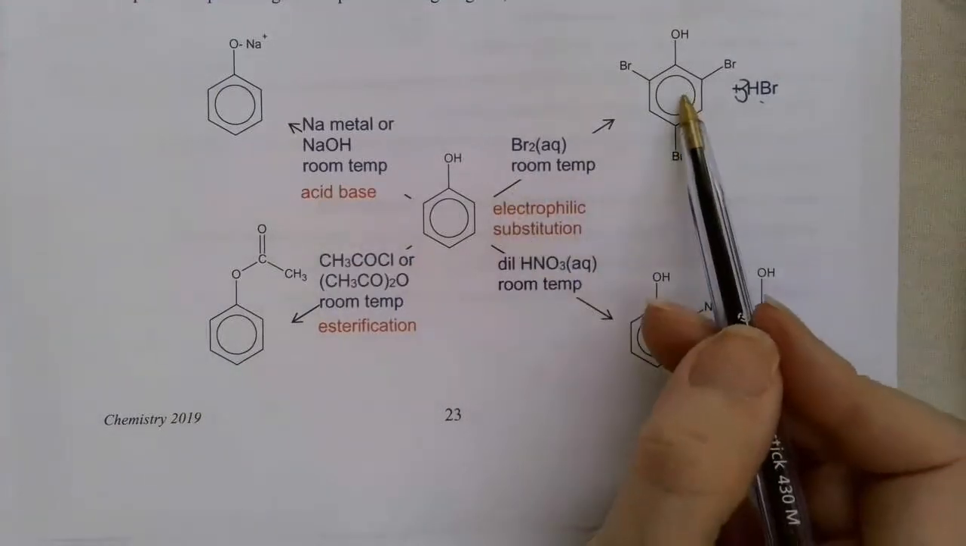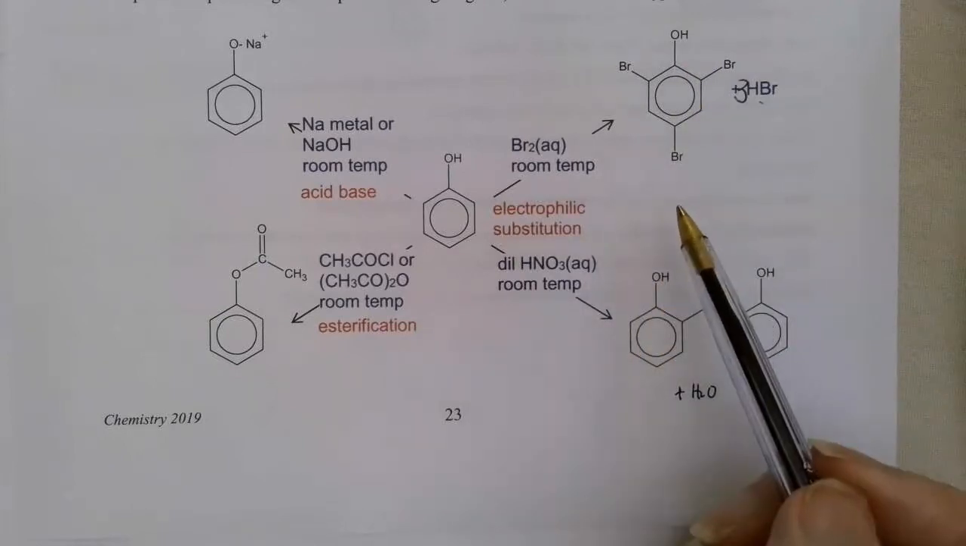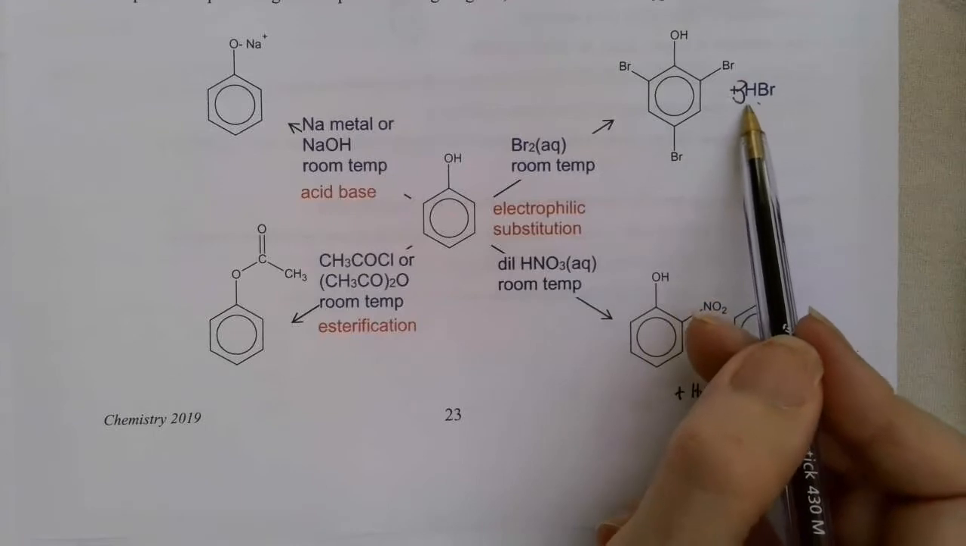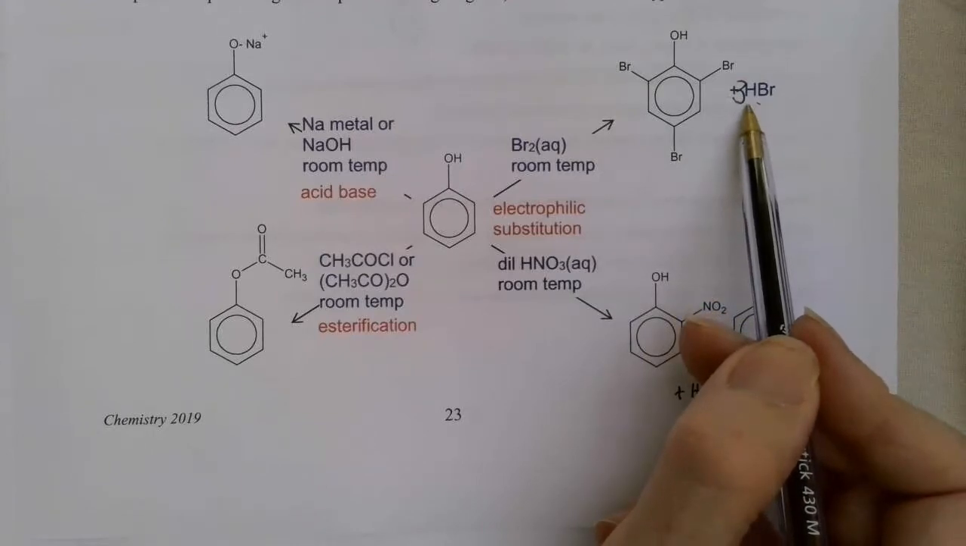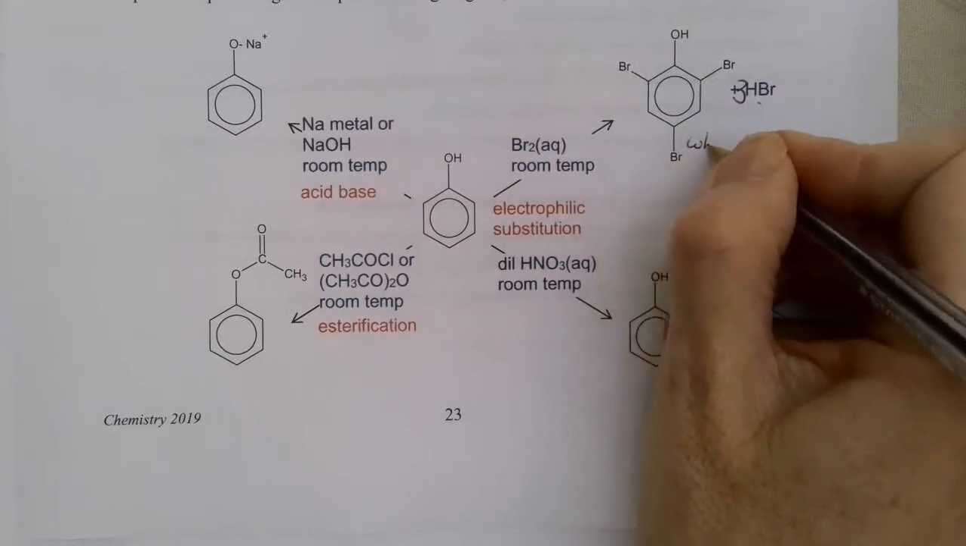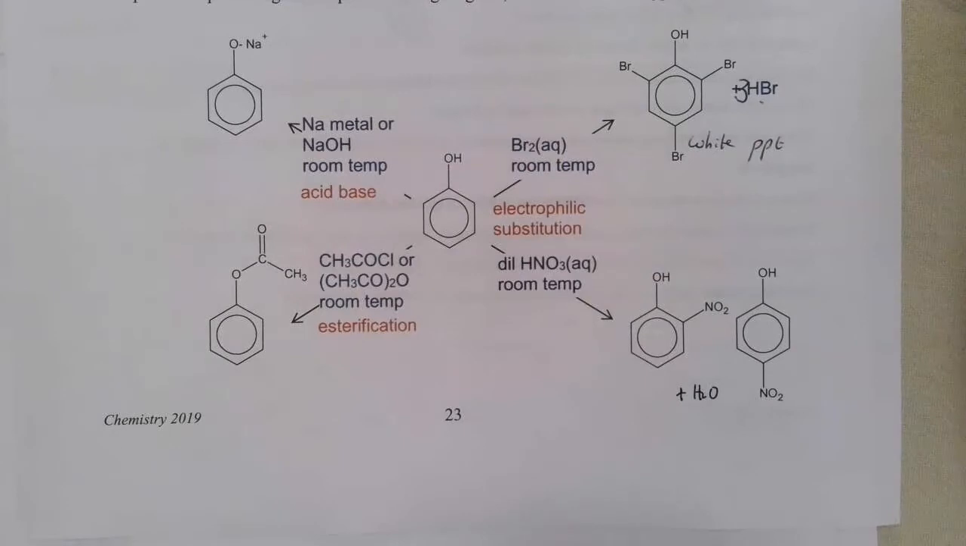The test for phenol is this reaction here to make 2,4,6-tribromophenol and also 3 hydrogen bromide molecules. And you've got to remember that this species here is a white precipitate, and you're going to see your bromine water decolorize.